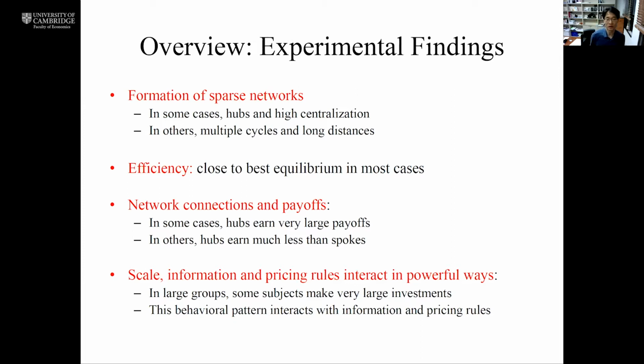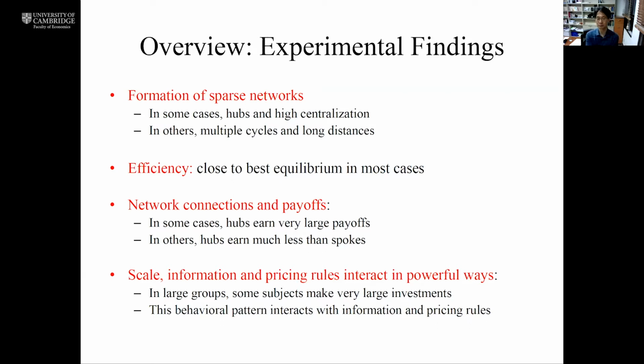And third, we also observe that network connection is highly related to the inequality of the payoffs that subjects earned in the experiment. Sometimes the highly connected individuals earn very large payoffs. At other times, these hubs earn much less than the rest of the individuals in the networks.